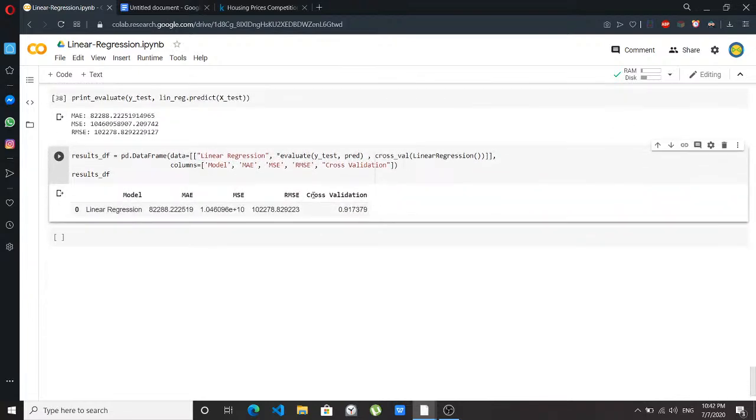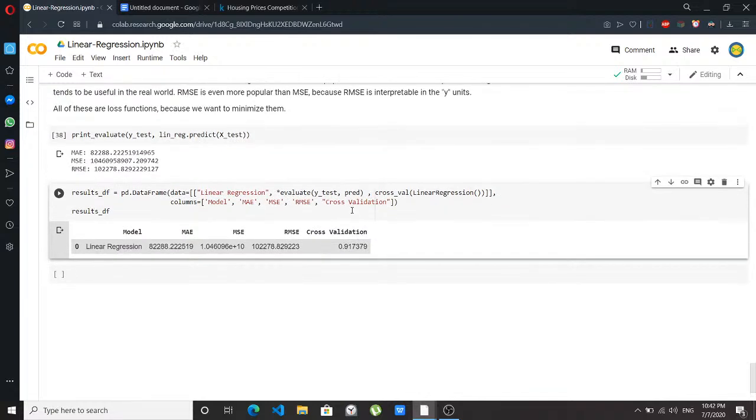And here is a value, that is cross validation. That is how accurate our predictions were, and that is around 91%. Around 91% we perfectly predicted the values. The accuracy of our predictions was 91%.